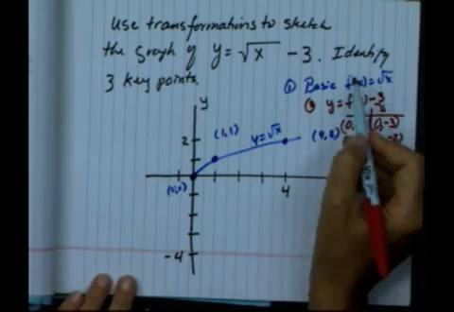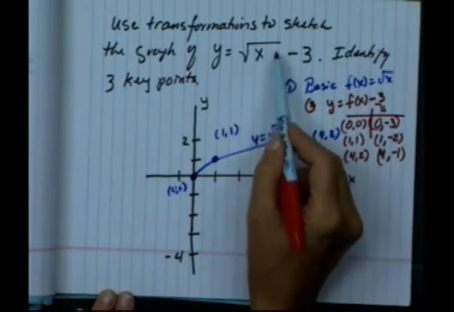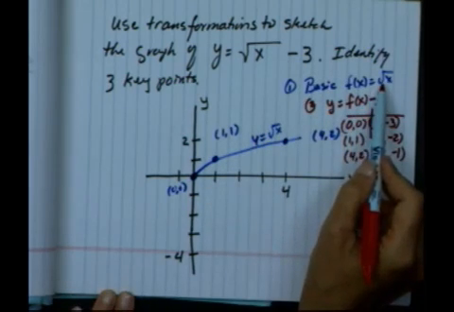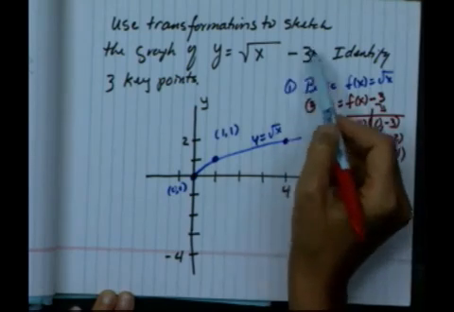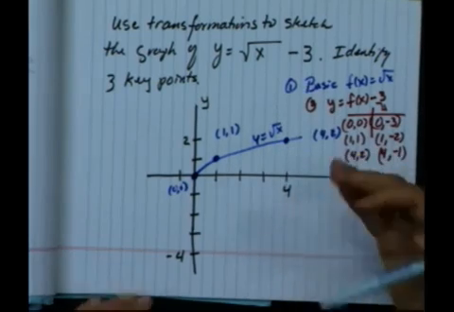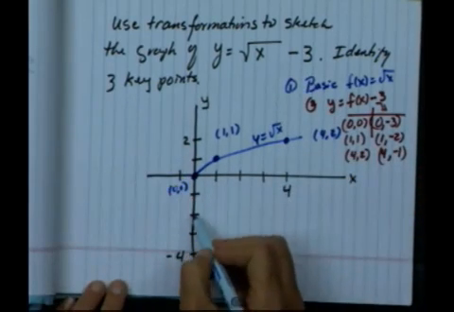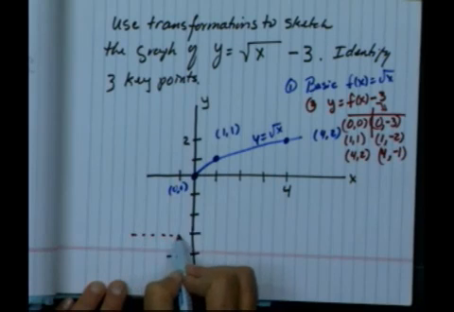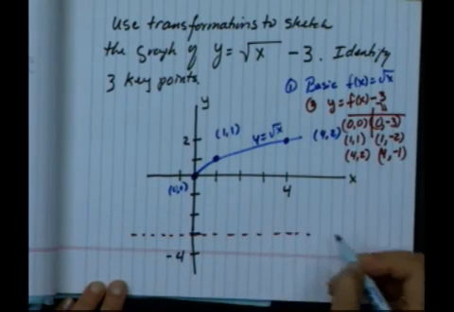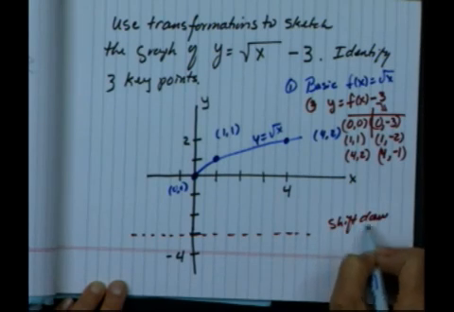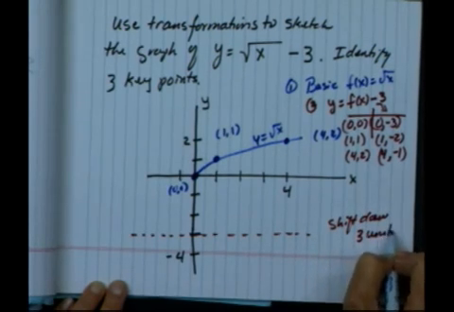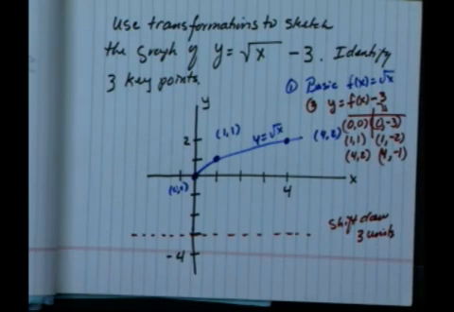Now, when I'm using words, this means I'm going to use my basic function, square root of x, and I notice that the y values are going to be decreased by 3. So that means I'm just basically shifting down. That's called shifting. I'm going to shift down 3 units.